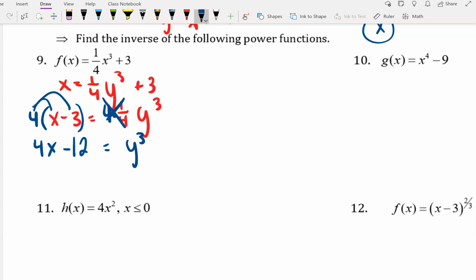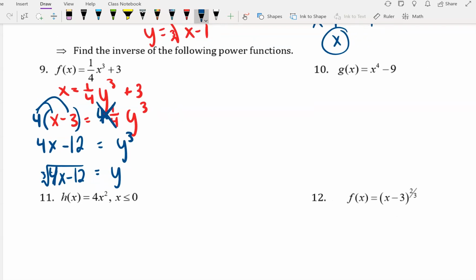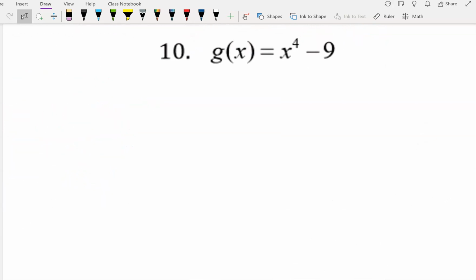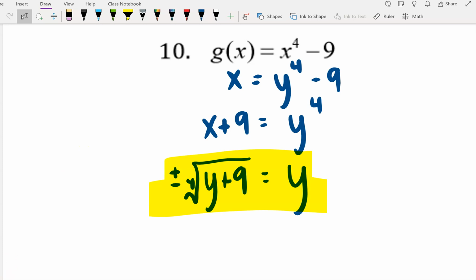Last step, cube root both sides. This will be cube root of 4x minus 12 equals y. And we don't need to put a plus or minus unless it is an even root. This is one you should be able to do on your own. Pause the video, do this one. When you unpause it, I'll have the solution up here. Here's the solution. Since this was an even root, you do need to put a plus or minus in front.